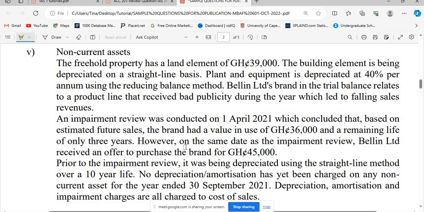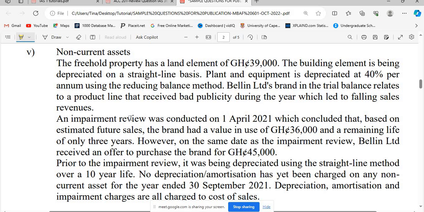Okay, non-current assets. The freehold property has a land element of 39,000 Ghana cedis. The building element is being depreciated on the straight line basis. Plant and equipment is depreciated at 40% per annum using the reducing balance method. Berlin Limited brand in the trial balance relates to a product line that received bad publicity during the year, which led to falling sales revenues. All right, thank you very much.